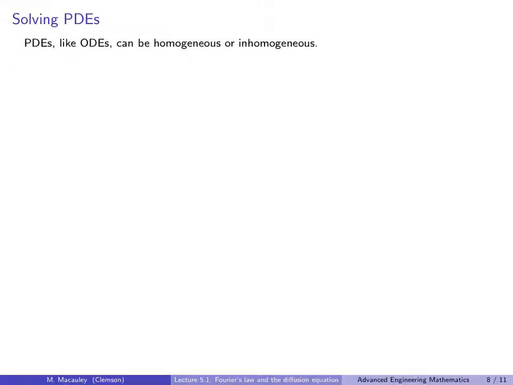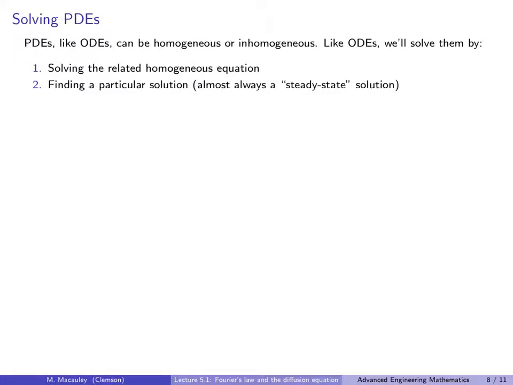We will finish this lecture by solving the PDE in example 1.a. Now PDEs, like ODEs, can be homogeneous or inhomogeneous. And like ODEs, we will solve them by first solving the related homogeneous equation, if the PDE is inhomogeneous. Next, by finding a particular solution, which in this case will almost always be a steady state solution. Anything else is just way too hard. And finally, we just add these two solutions together.